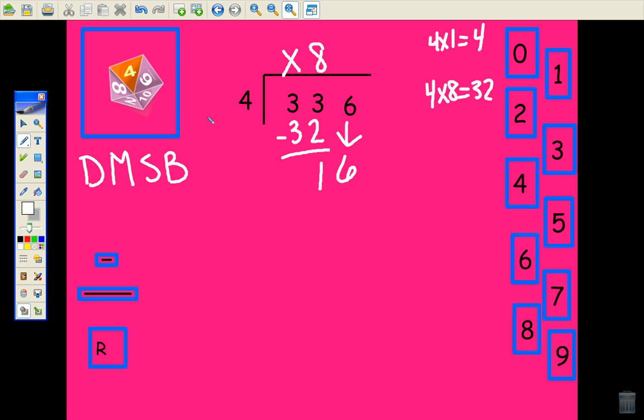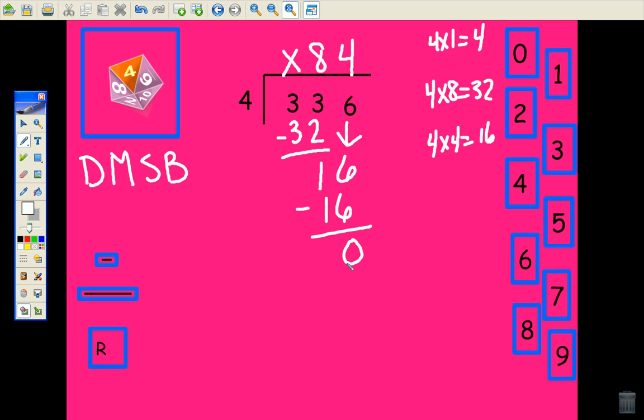Start the process all over. Now I'm not trying to put it in here, I'm trying to put it in what's left over here. 4 goes into 16. Well, I know that 4 times 4 is 16, so I'm going to use 4 up here in my quotient. 4 times 4 is 16. I multiplied. Now I'm going to subtract. 16 minus 16 is 0. Bring down. There's nothing else to bring down.